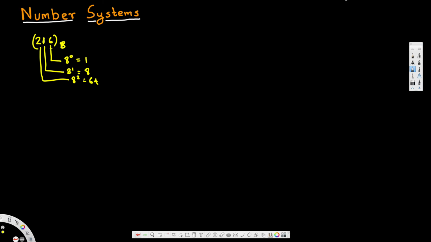Now to get the decimal value, we just multiply these values with the numbers corresponding to them: 1 times 6 plus 8 times 1 plus 64 times 2. Now 1 times 6 is 6, 8 times 1 is 8, and 64 times 2 is 128. 128 plus 8 is 136, and 136 plus 6 is 142. So it's 142, and the base is 10. This is how we convert from octal to decimal.